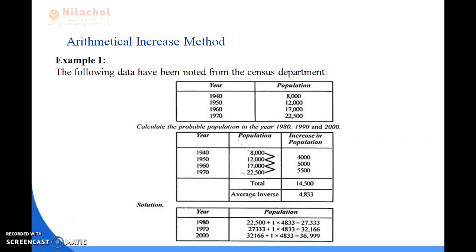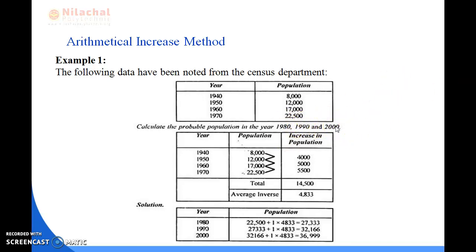I have discussed this problem with you all. First, the arithmetical increasing method. This question has been given to you. In 1940 the population is 8,000, in 1950 the population is 12,000, in 1960 the population is 17,000, and in 1970 the population is 22,500. We have to calculate the probable population in the years 1980, 1990 and 2000.